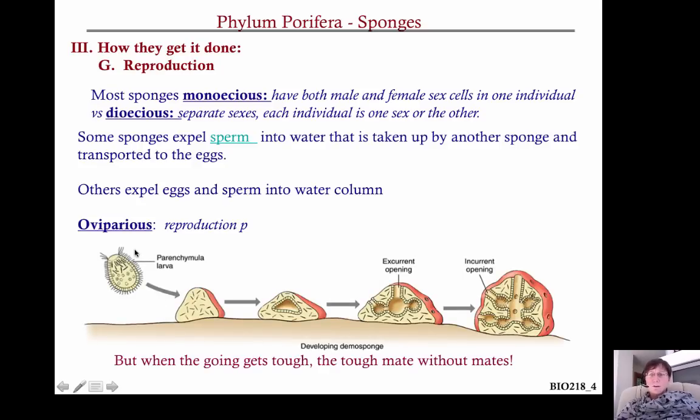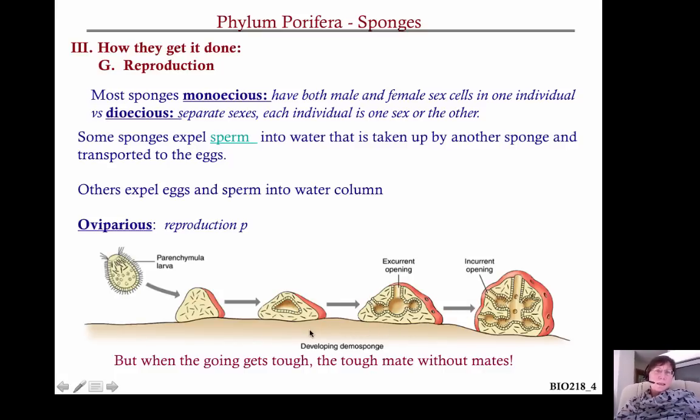So this is just a diagram from your book showing a free-swimming larva. It's a parenchymella larval form. And ultimately what will happen is after they've grown to a certain stage, they'll then settle out onto the surface of the lake or stream or ocean. They'll begin to divide and grow until they eventually, in this case, form a type of demosponge. You can see what's meant to be these flagellated chambers here.